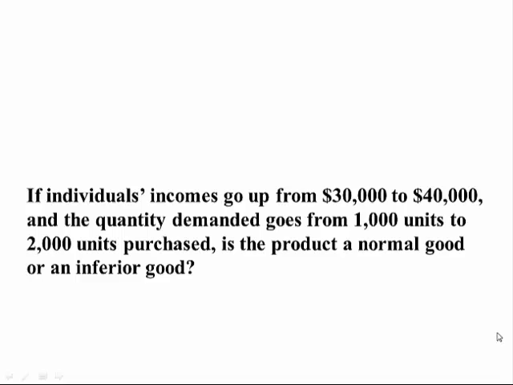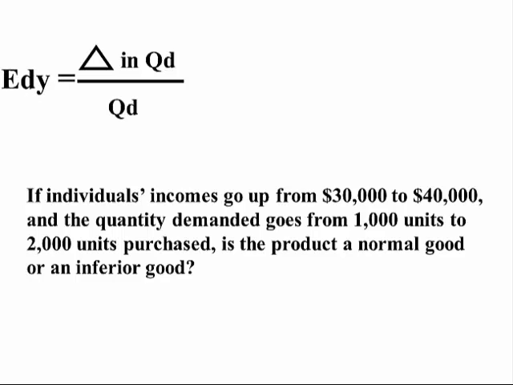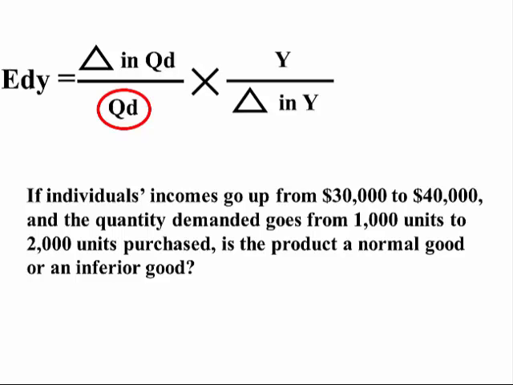Let's look at an example. If individuals' incomes go up from 30,000 to 40,000 and the quantity demanded goes from 1,000 units up to 2,000 units, is the product a normal good or an inferior good? Remember to plug in the formula. The income elasticity of demand is the change in quantity demanded divided by the original quantity demanded, the starting point, times the original income divided by the change in income.